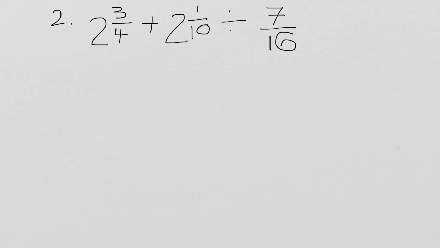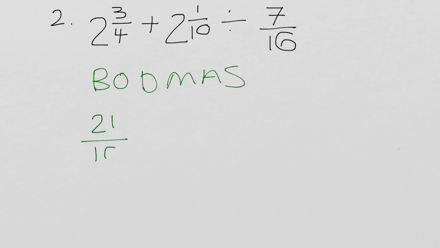For this one, you need to remember BODMAS. Make sure you're doing them in the correct order. So you're going to do the division first, and then at the end you can add your 2 3/4. So remember, to divide, you're firstly going to change 2 1/10 to an improper fraction. So 2 times 10 is 20 plus 1, so 21/10. And you want to divide that by 7 over 16.